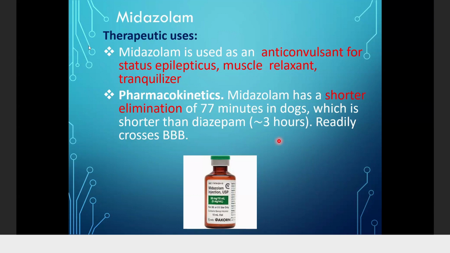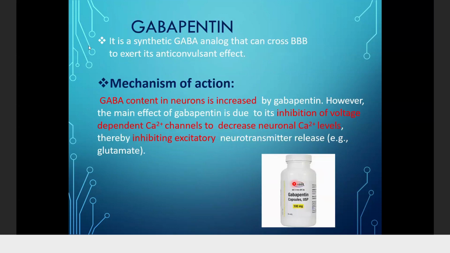They readily cross the blood-brain barrier. Okay, so this is midazolam, concentration 5 milligram per ml. This is a 10 milligram vial. Okay, next group of drugs, after the benzodiazepines and the barbiturates, this is gabapentin.